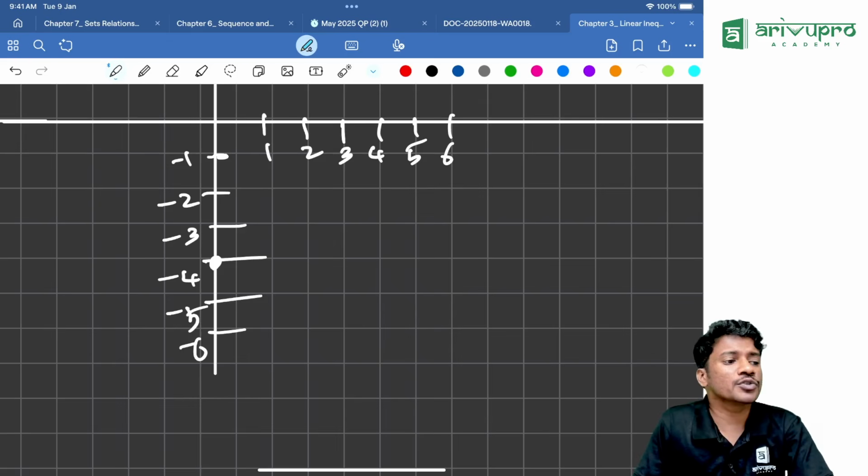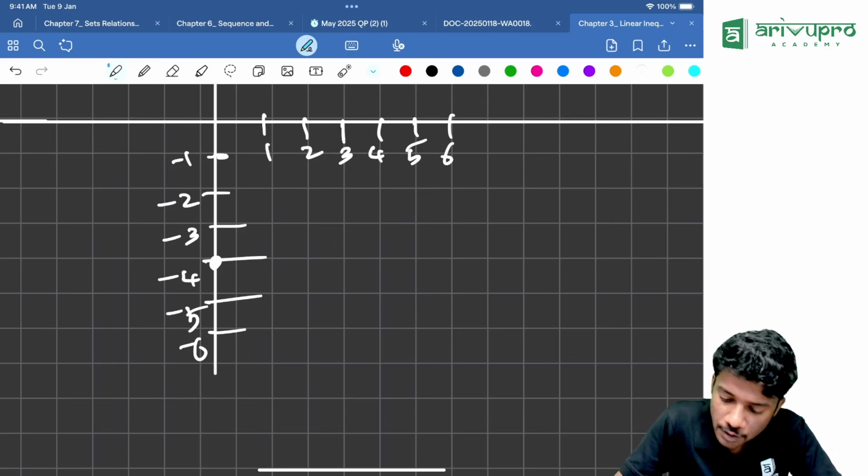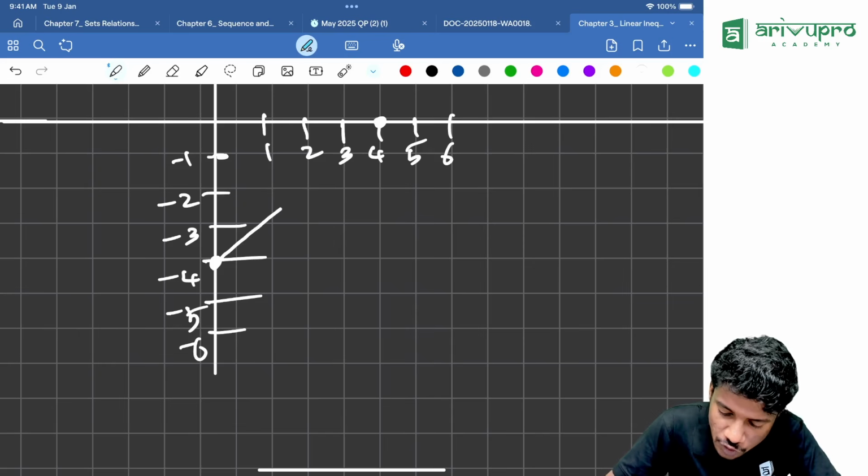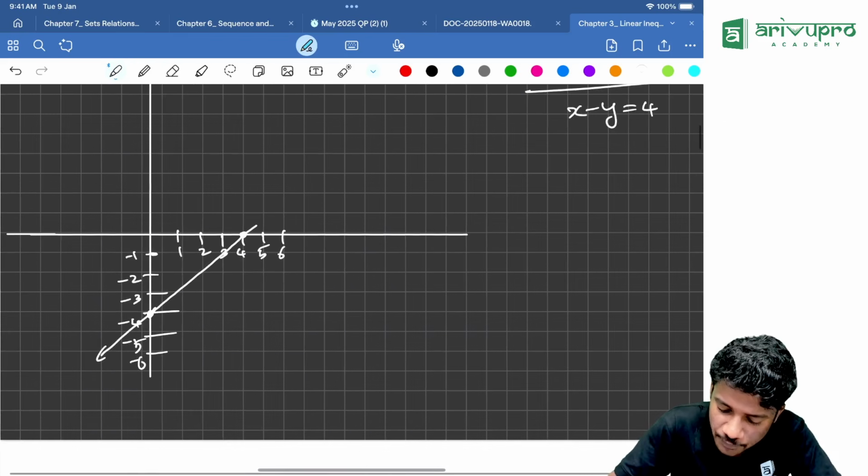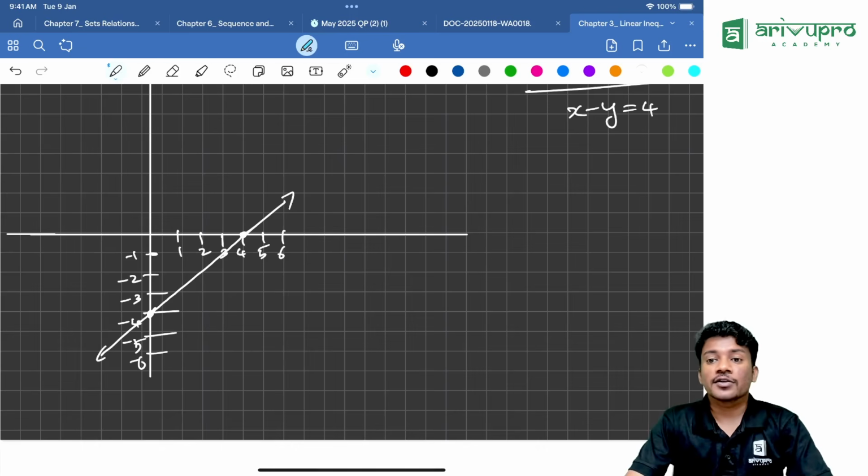When y is equal to 0, x is equal to how much? Plus 4. So this is the points. So we need to just join them. So the graph is looking like what? It is looking like what?